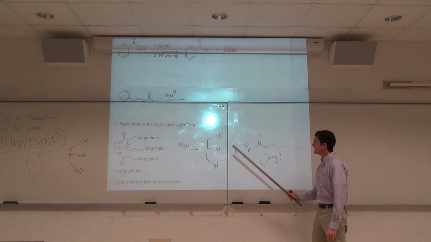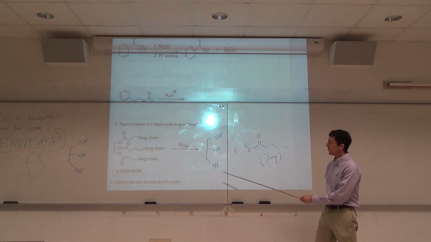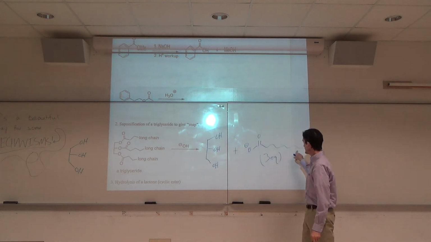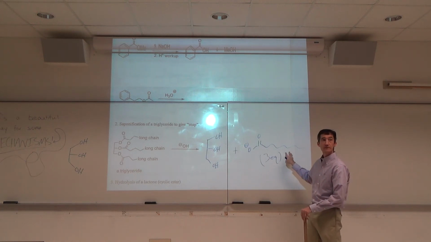How do you make an ester? Acid and alcohol gives ester. This is going to be in the basic form because we're under basic conditions. What do you call this long-chain fatty acid? Well, that's what you call it. It's a long-chain fatty acid.